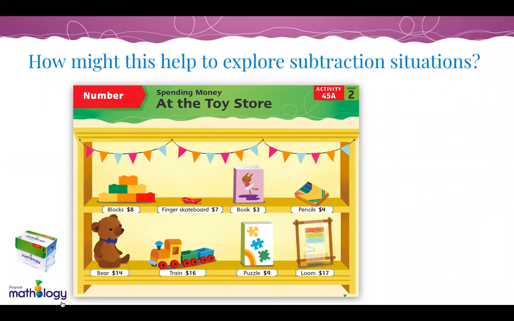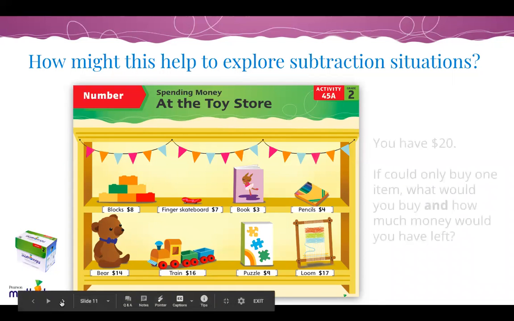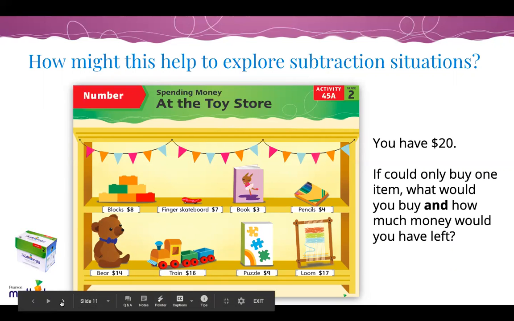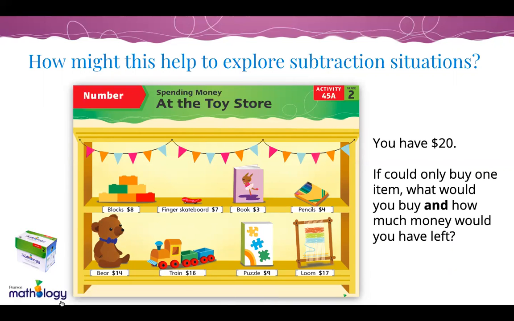So let's take a look, for a few minutes, and explore some subtraction situations. Let's say you have $20, and this is a grade 2 activity. If you could buy only one item, what would you buy and how much money would you have left? Just in the chat pod, if you could type in, what is it that you would buy? If you had $20 and you could buy one item, what would you pick to buy?